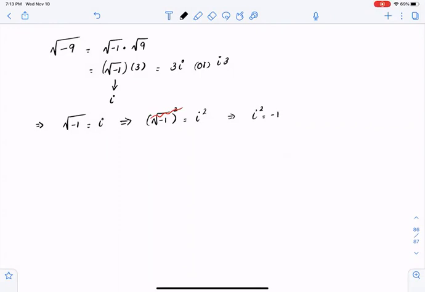So what we know is i is the square root of -1, and i squared is just -1. All we need to know is these two relations: i equals the square root of -1 and i squared equals -1. We can pretty much write i raised to a different power using these two relations.